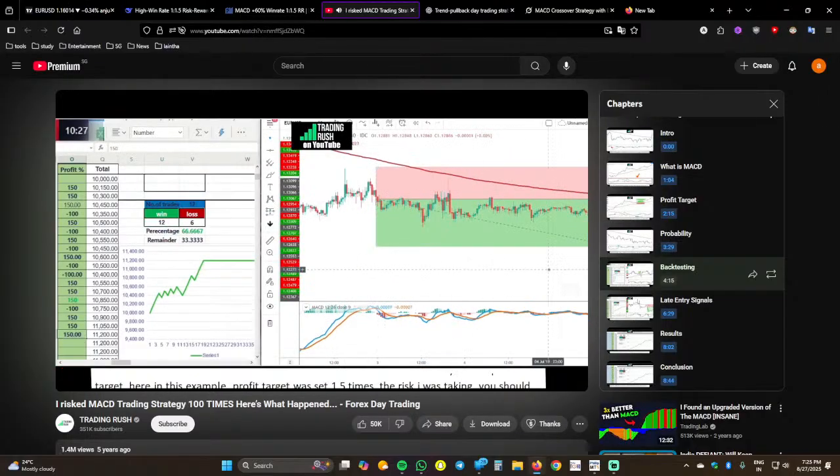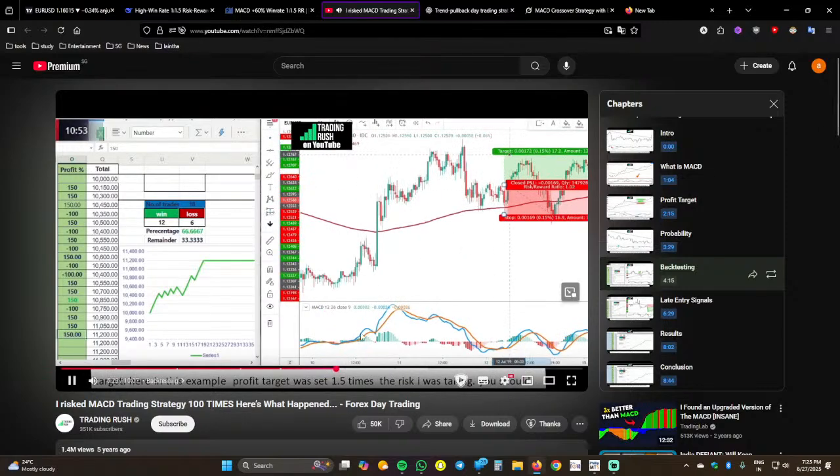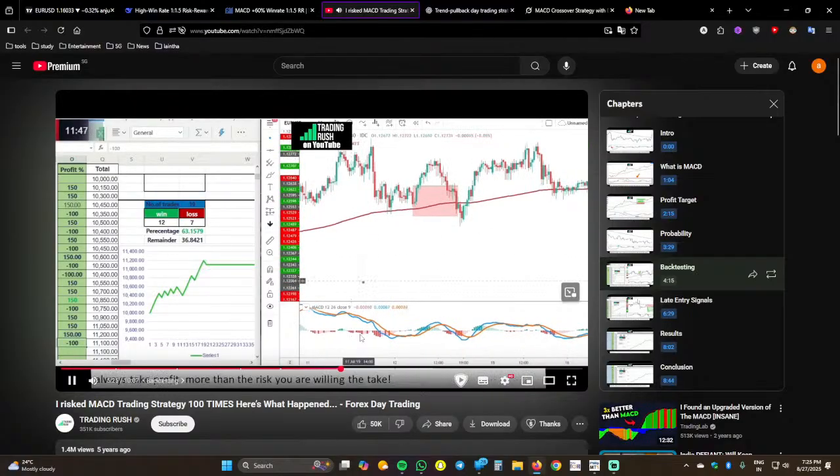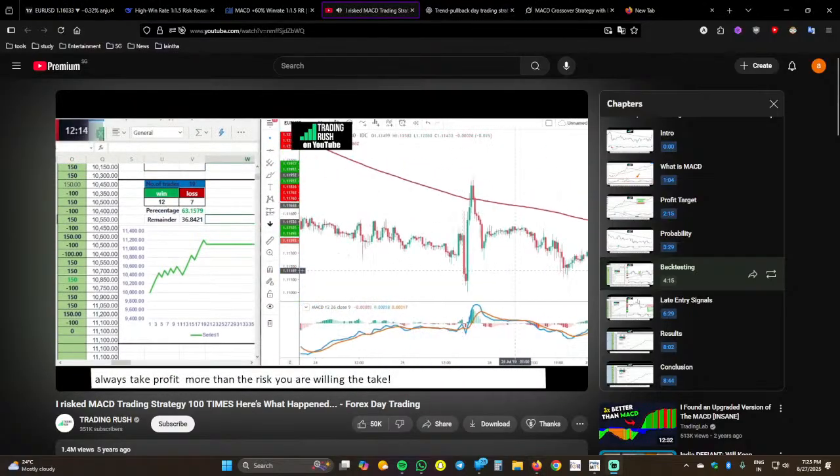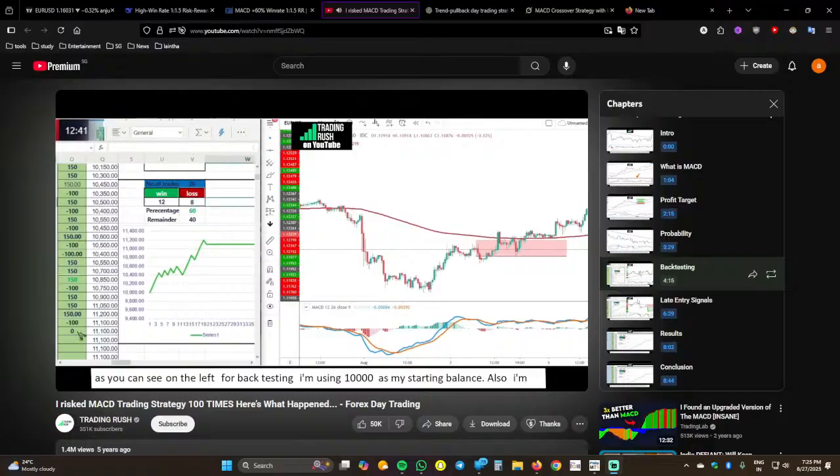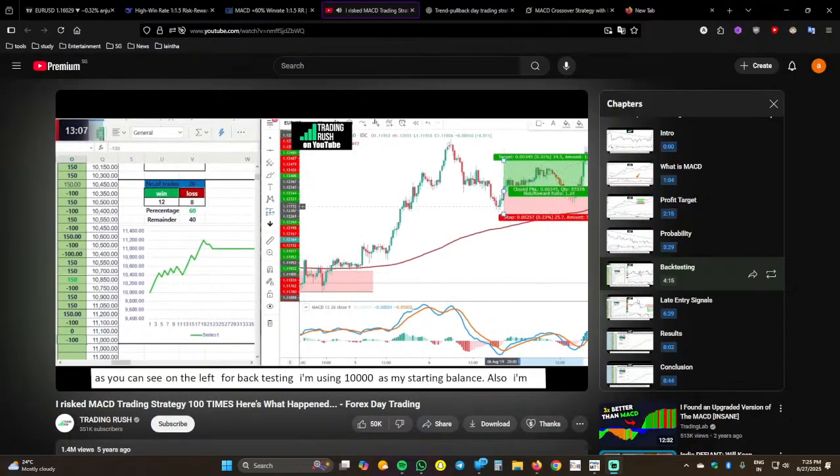As I mentioned, there are different ways to set profit target. Here in this example, profit target was set 1.5 times the risk I was taking. You should always take profit more than the risk you are willing to take. As you can see on the left, for backtesting, I'm using 10,000 as my starting balance. Also, I'm only risking 1% of my account.